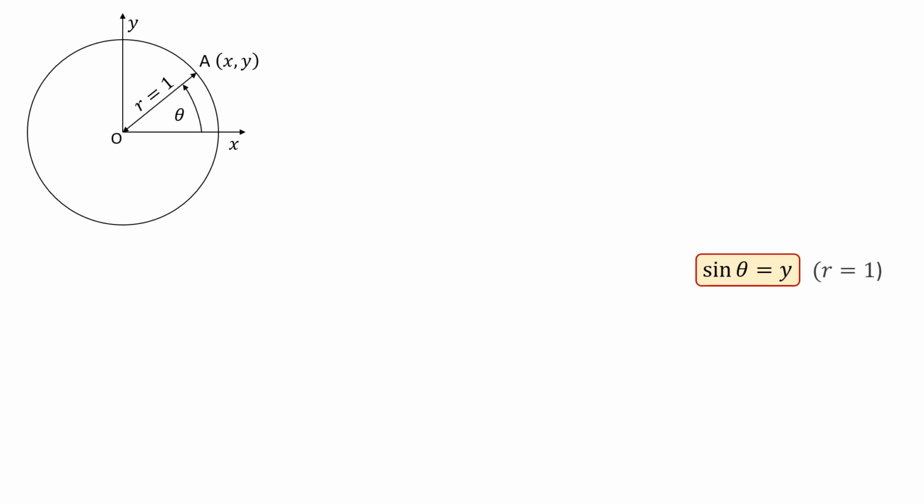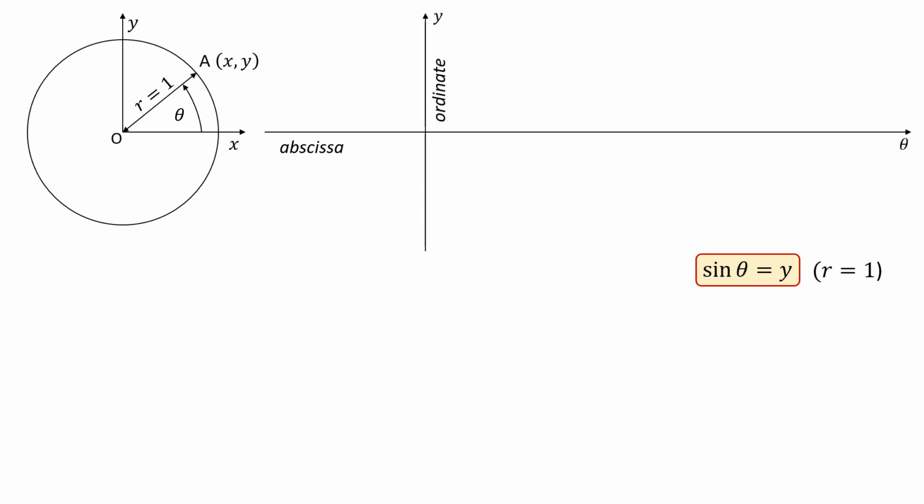I'm going to plot two axes alongside my circle. The first axis, what is generally referred to as the abscissa, is going to be the angle theta between the line OA and the x-axis, measured in radians. And the second axis, the ordinate, is simply the y-coordinate of A, which is of course equal to sin theta.